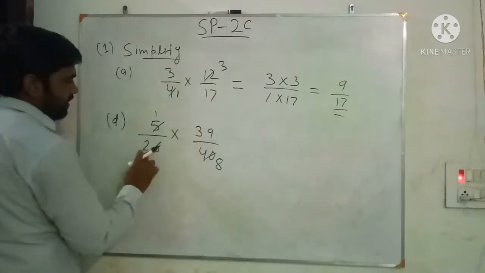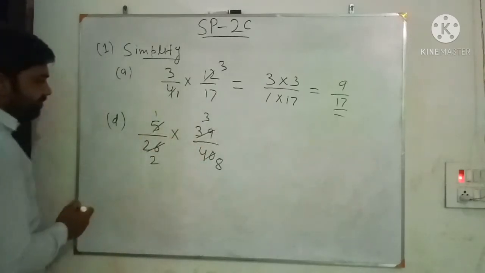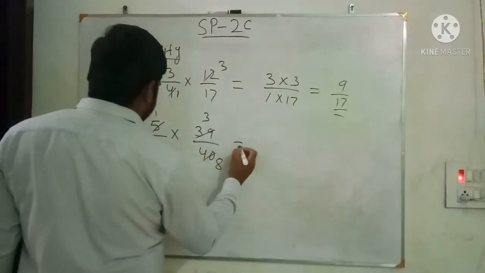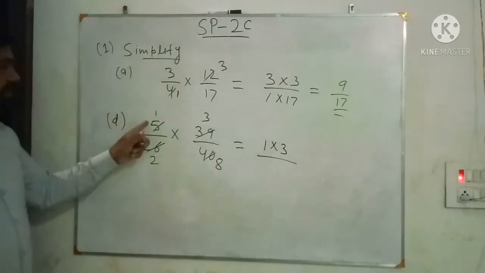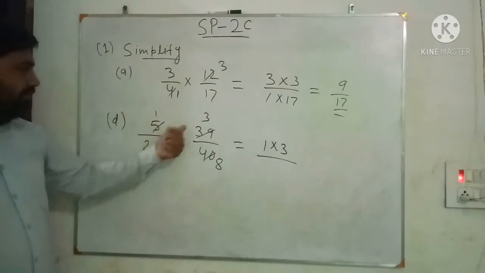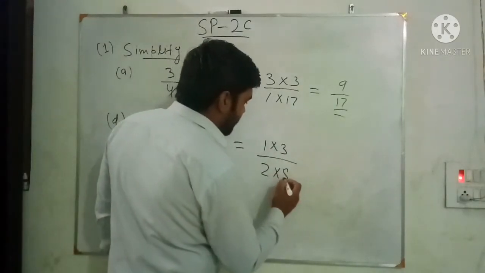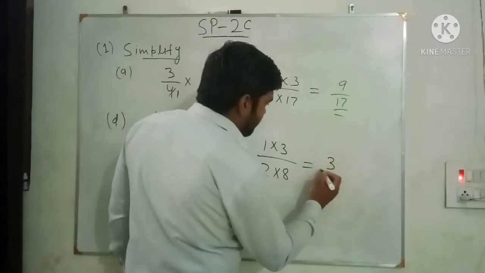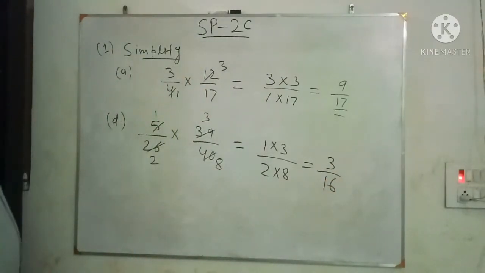Here this 26 and 39 has a common factor 13, 13 2s are 26, 13 3s are 39. Now what is left? 1 multiply 3 in the numerator place. 1 multiply 3 is 3, 2 multiply 8 is 16. 3 by 16. What is the answer? 3 by 16.